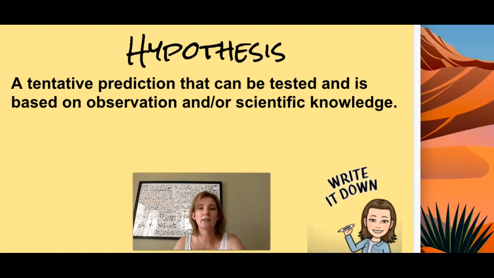So I could have answered that question out of my scientific knowledge. I have enough understanding of how plants work that I know that if I take the light away, the plant will die. But if I didn't know that, I could have tested it, right? I could have stuck the plant in the closet and seen what happened. And then my hypothesis would have been based on observation.